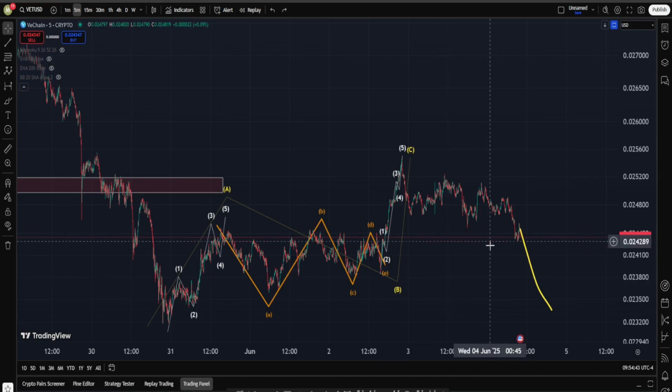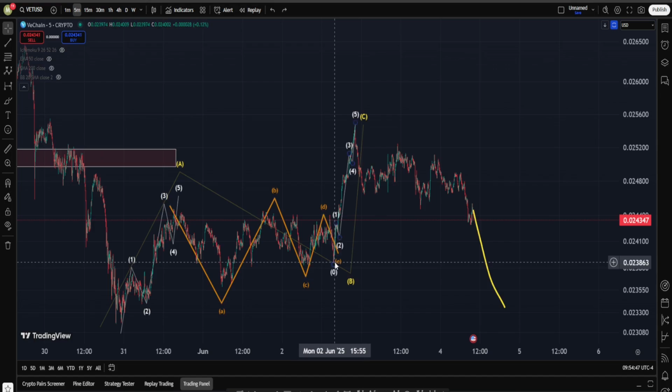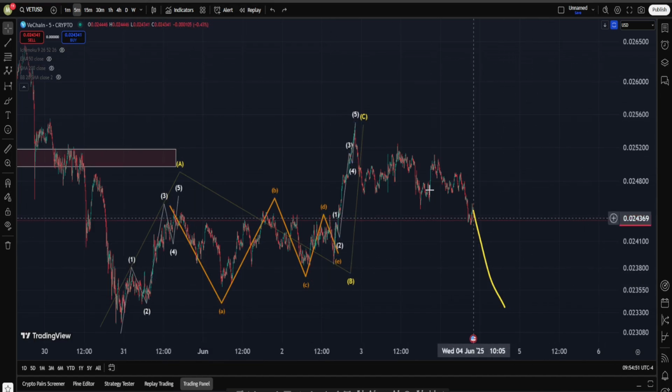So for the short term, if you want to be bearish with more confidence, all eyes should be on this important level. Take it, and at that point you can say this is an ABC and our downtrend is not over. I hope I explained everything well and you understood what is going on in VECHAIN's price chart.